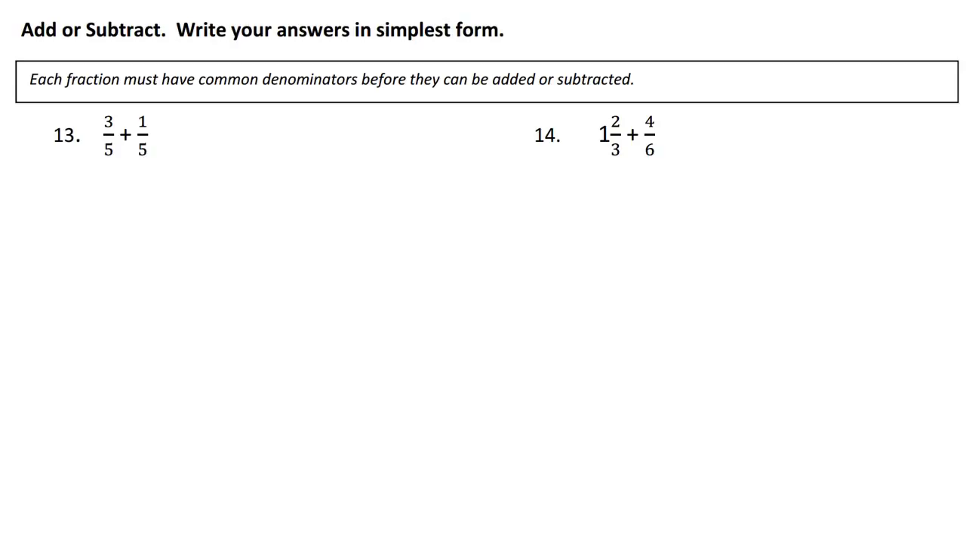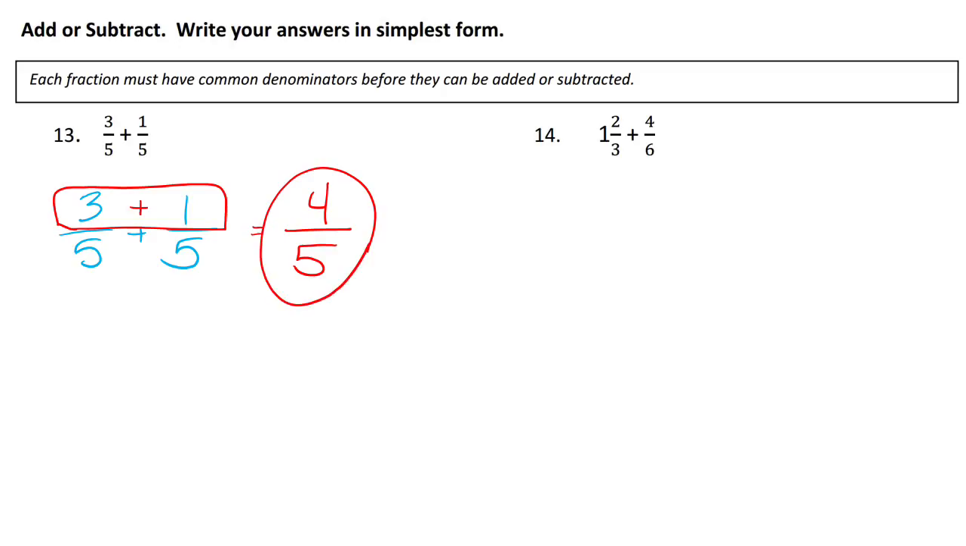For 13 and 14, we're going to add these fractions. So before we add, let's check to make sure that number 13 has a common denominator, which it does. And so if it has common denominators, the only thing we have to do is add our numerators together. So 3 plus 1 is 4, and we keep our denominator the same. So 3/5 plus 1/5 equals 4/5.